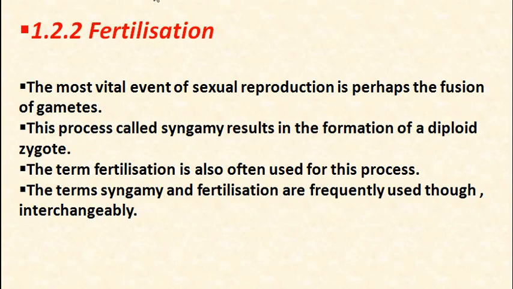Now, fertilization. The most vital event of sexual reproduction is perhaps the fusion of gametes. Now the gamete is transferred from male to female, and the fusion is necessary here for the fertilization. So now male and female will fertilize. This process called syngamy results in the formation of a diploid zygote. So here the zygote is made when the male and female gametes are fused, and the zygote is the product.